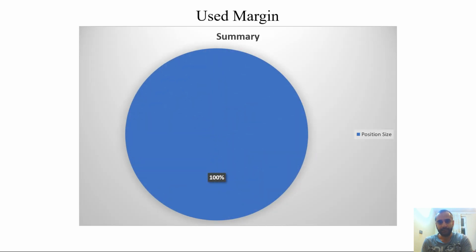The next metric is used margin. From our video about margin, we understand that we have to deposit a percentage of our traded base currency to open a position. For instance, if our position size is $10,000, we have to put aside $100 to open the trade.